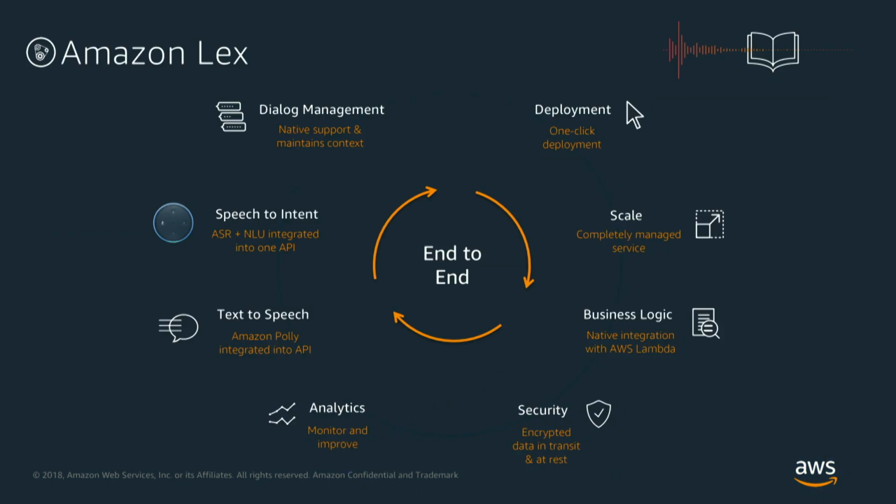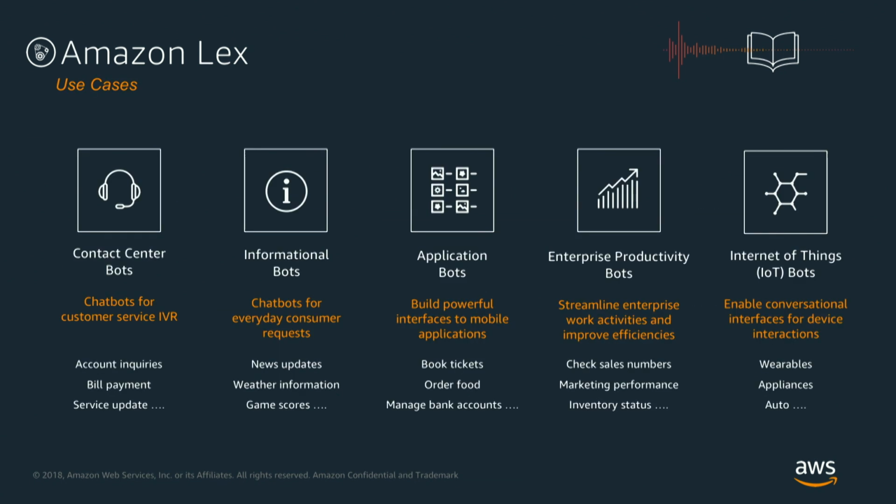Amazon Lex is the actual core service that Alexa uses. So what does it have? It's part of our machine learning offering of already pre-learned models that are ready for you to consume. It offers dialogue management, speech to intent, text to speech, analytics, security for all that, business logic, scale, and the luxury of one-click deployment, completely end-to-end.